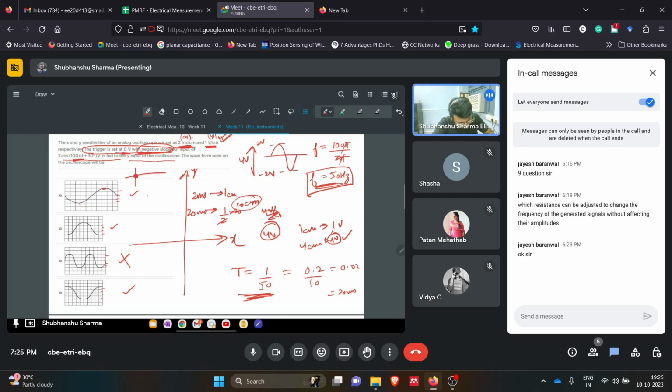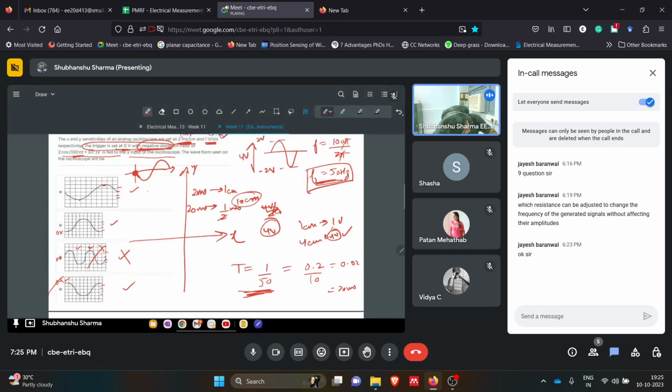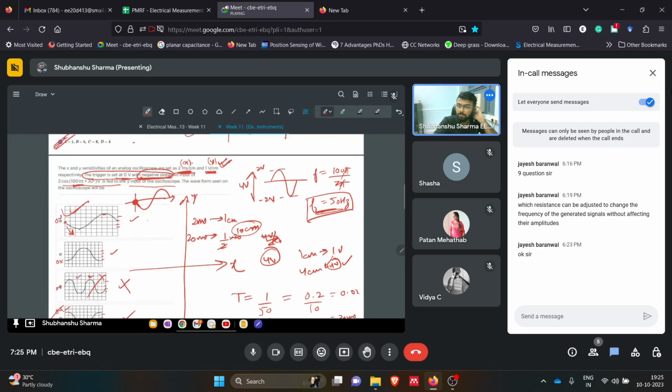So trigger set at 0 volt means whatever signal was coming, it will show from zero, first thing. And second thing, since it's negative slope, it will start from its negative cycle. So we will get this. Here it is not starting from 0 volts. Here it is 0 volts, but 2 cycles, so no, this is not. This is not starting from 0 volts. So only this signal is starting from 0 volts, and it is inverted, from its negative cycle. So this will be the answer. Okay, so this was the answer for this.